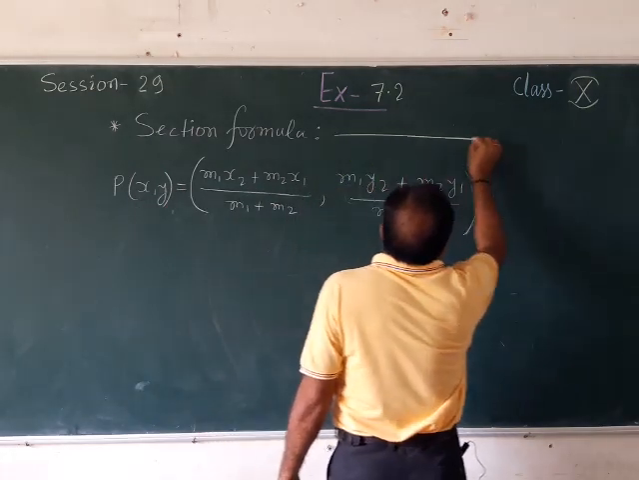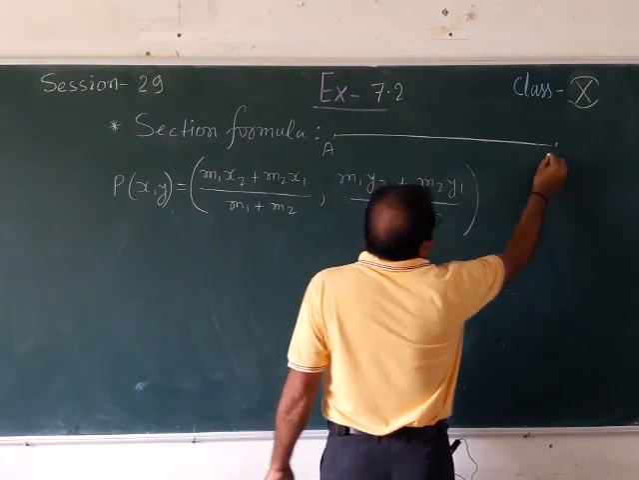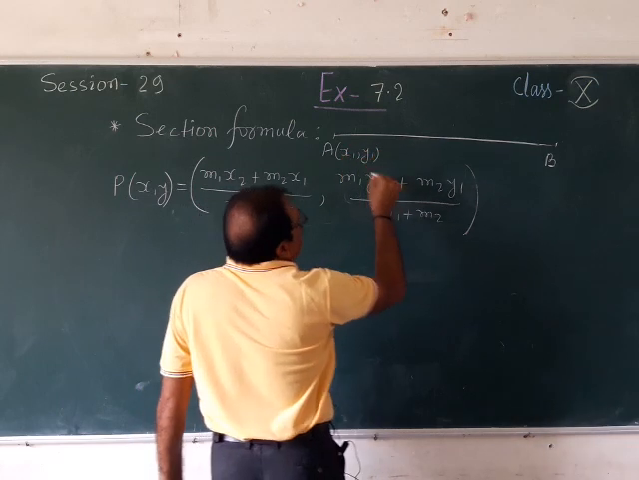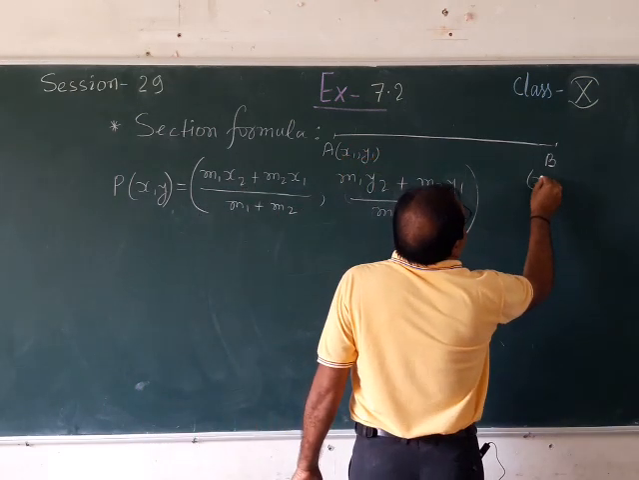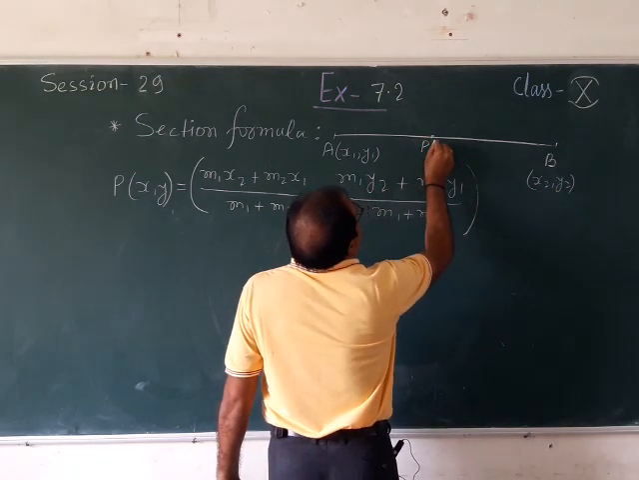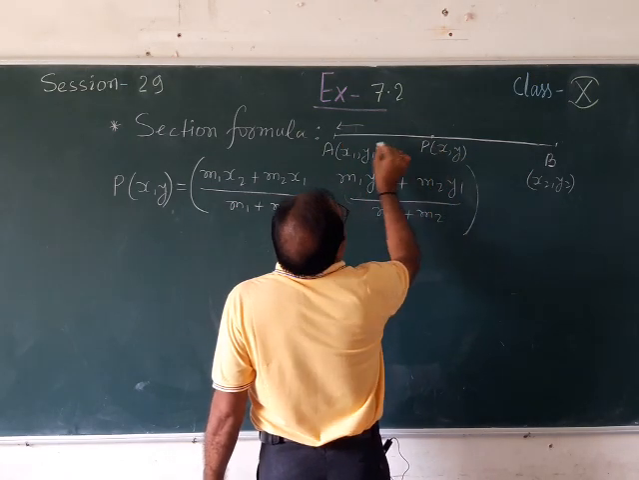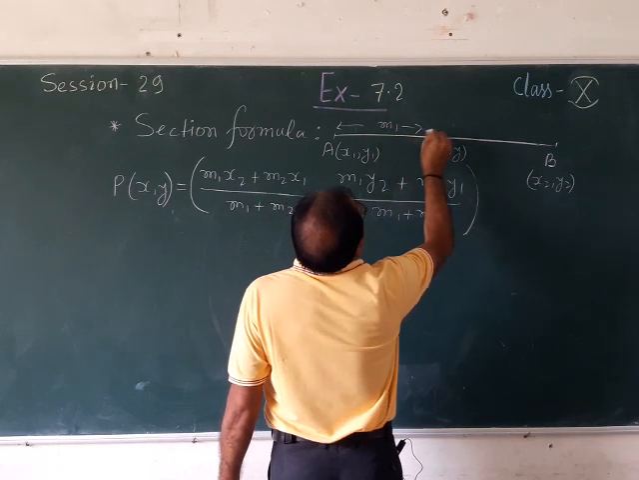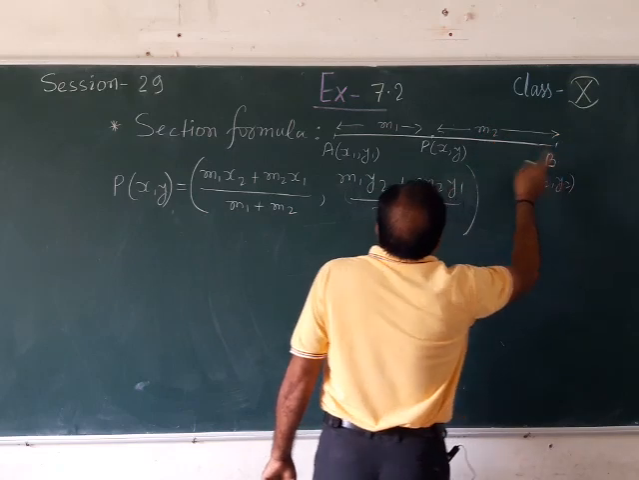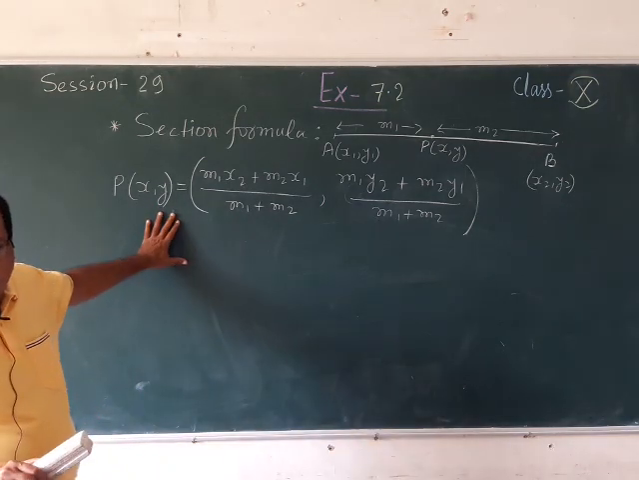Once again I am drawing the line. Here suppose A and B are the points, where the coordinates of A are given by x1, y1, and the coordinate of B is given by x2, y2, and a point P is present there whose coordinate is x, y, and the distance AP is given by M1 and the distance PB is given by M2. So this formula is known as Section formula.